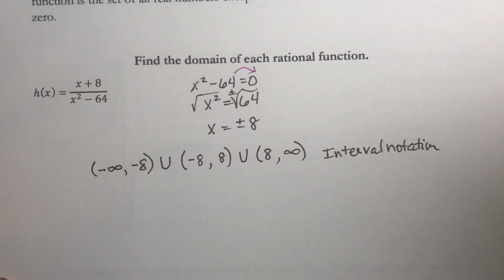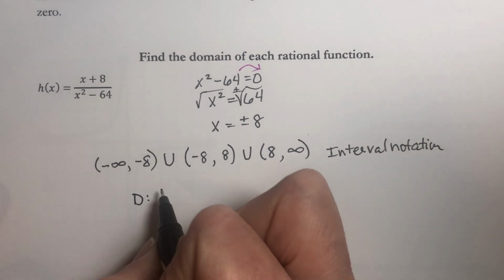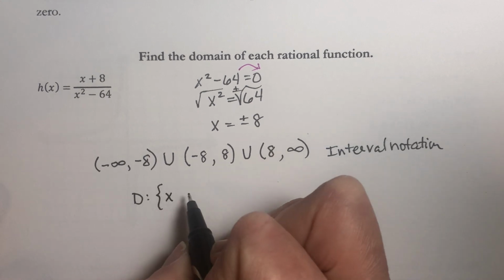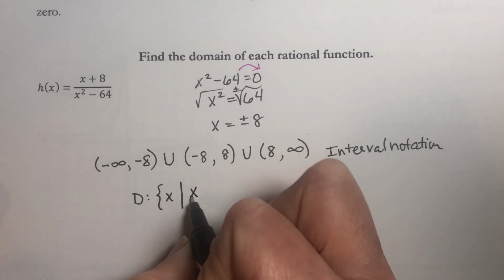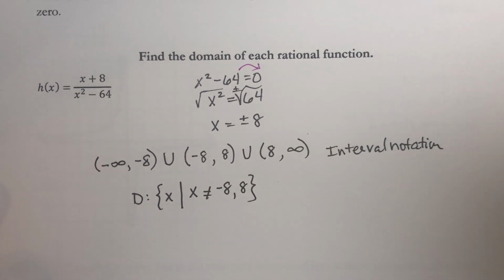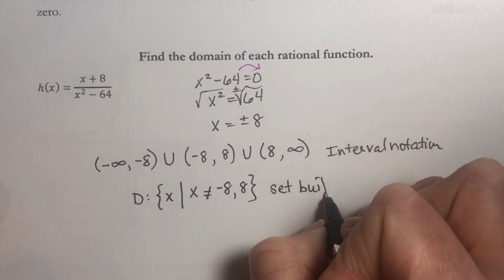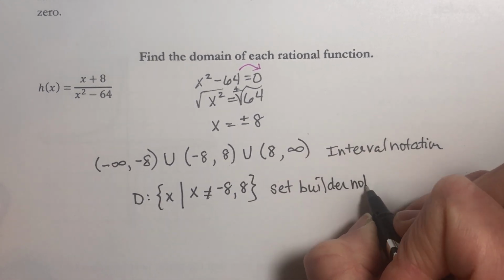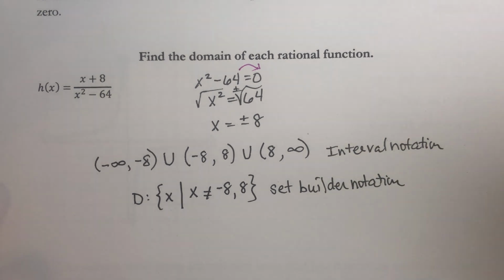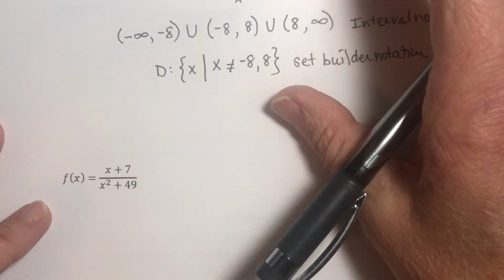They may ask you to write your answer in set builder notation. In that case, what the domain would look like is the set of all x such that x does not equal -8 or 8. Personally, I prefer this notation. This is set builder notation. Okay? So that's all we were asked to do for this one, find the domain.